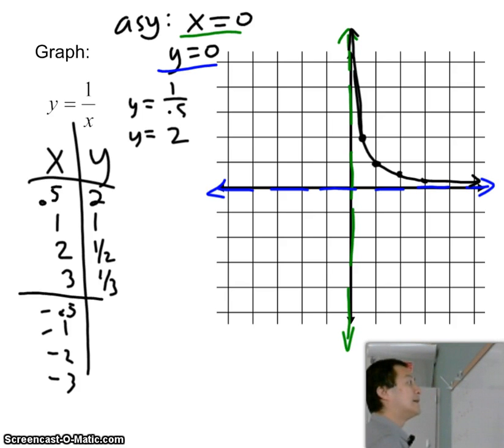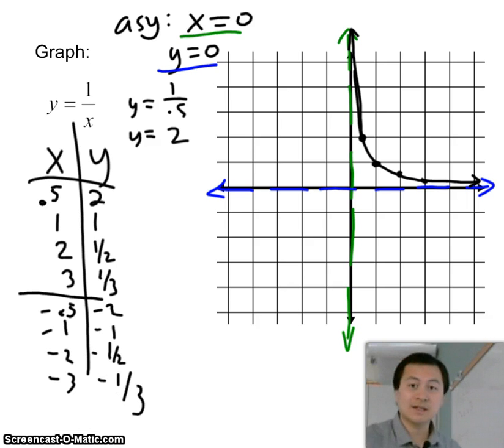I got -2, -1, -1/2, and -1/3. Did you get the same thing? Good job. If not, that's okay. We're going to do some more practice, and you're going to practice inside of class. Let's graph this. I got -0.5, -2, 1, -1, 1/2, and 1/3.